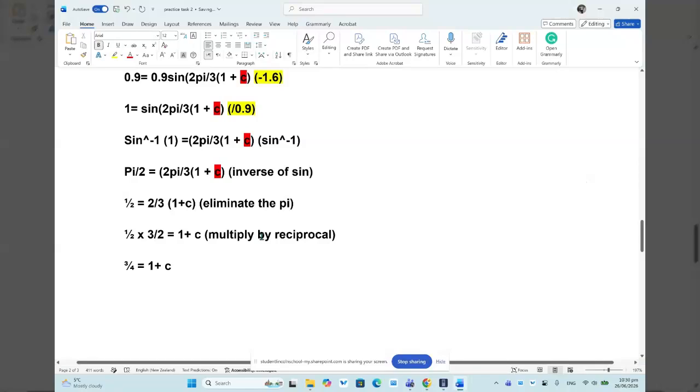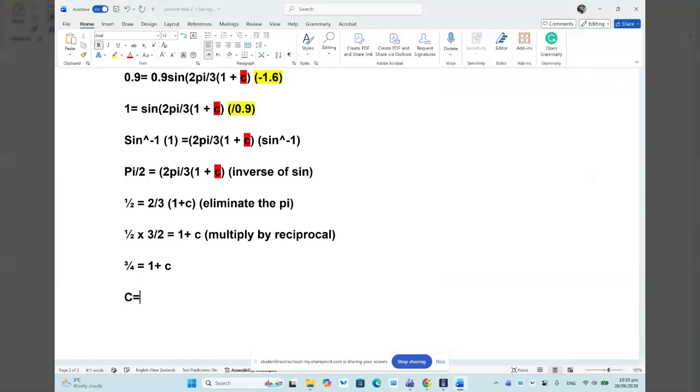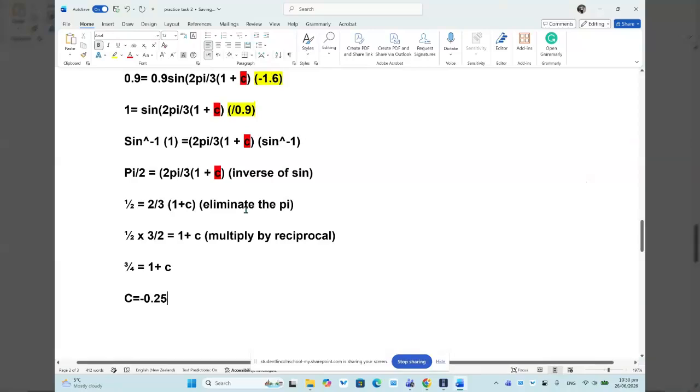So therefore, 3/4 minus 1 should be negative quarter. So shift answer minus 1, negative 1/4. So c equals negative 0.25. Right, we've found our equation now.